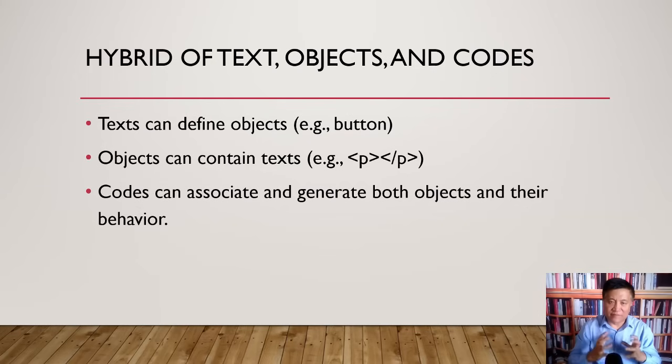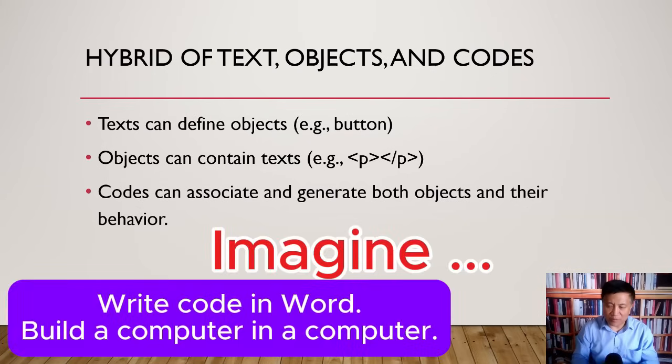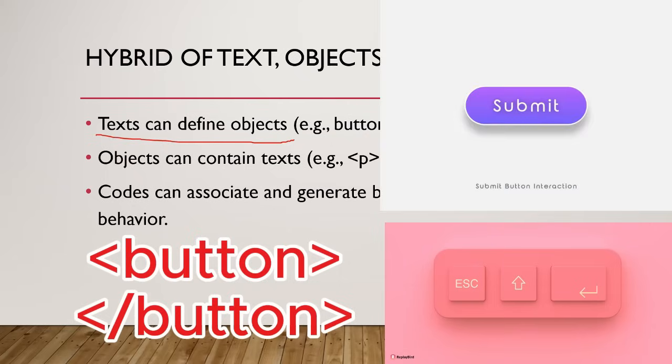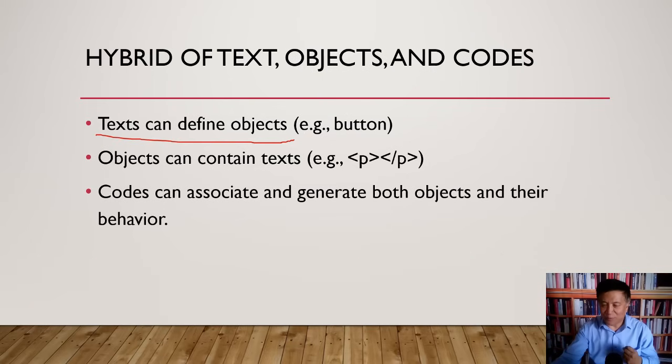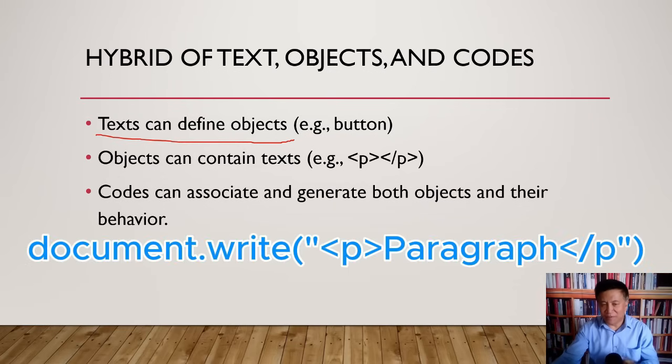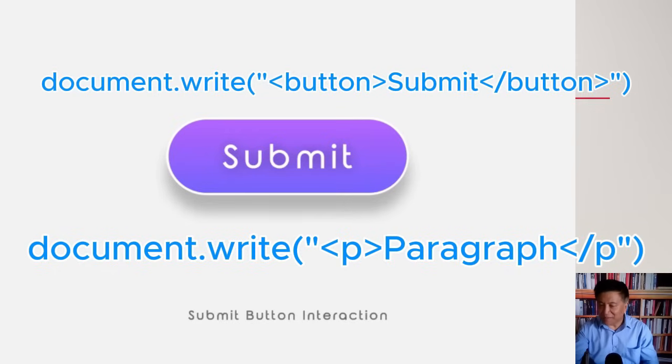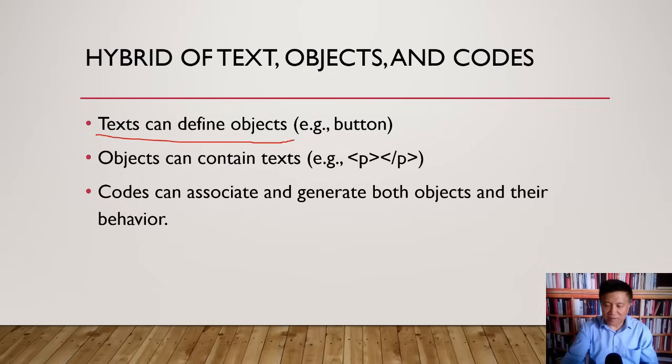The hybridization of text, objects, and code makes JavaScript extremely interesting because text can define objects. You can write a text such as a button, and a button would appear on the web page. The objects can contain text. For example, this paragraph meta tag is an object. What you put inside the meta tag becomes text. And code or scripts can be associated and can generate both the objects and their behavior. It is a very interesting concept for coding. The text content, the pictures, the behavior are all integrated together in one document.